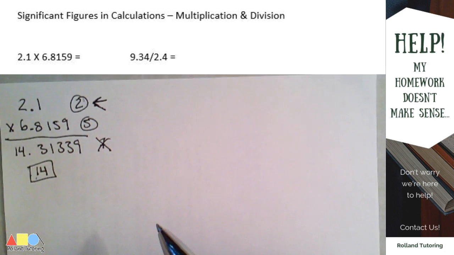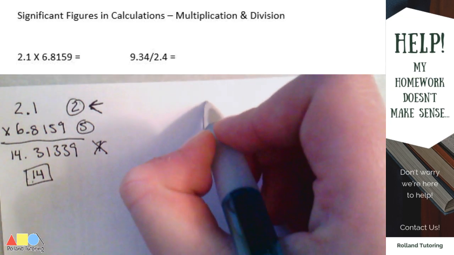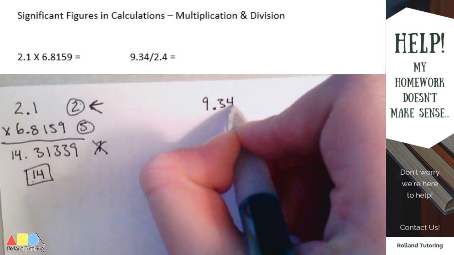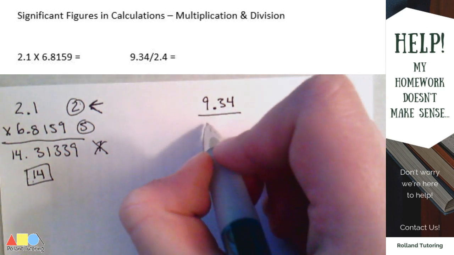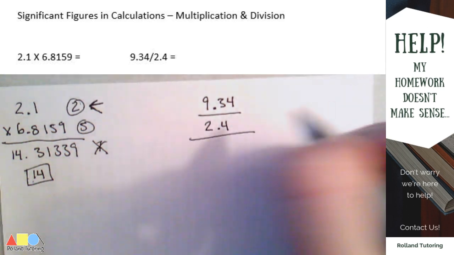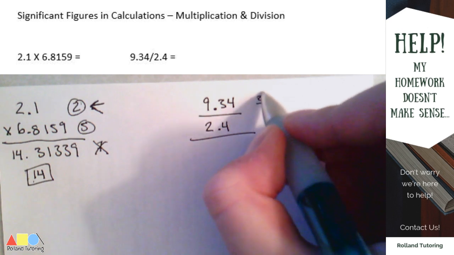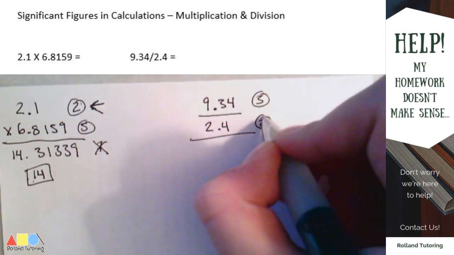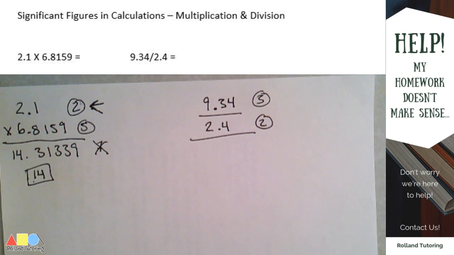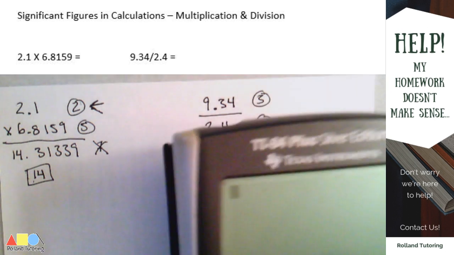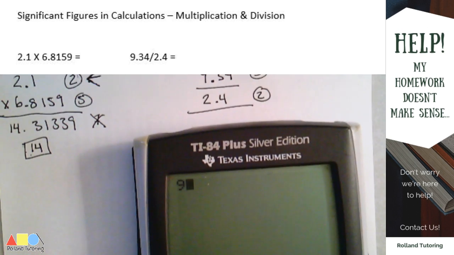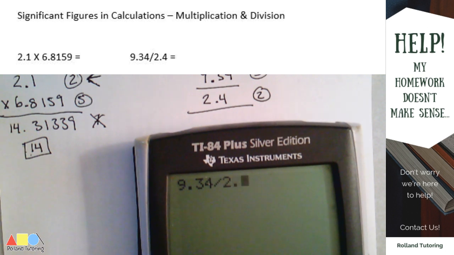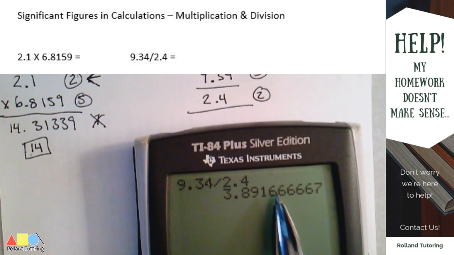We'll go ahead and continue with the division side of it. We have 9.34 divided by 2.4, which, if we look at this, this one has 3 significant figures, this one has 2 again. So we can go ahead and plug this in. If we do 9.34 divided by 2.4, it gives me a repeating number, so we'll stop it after the first 6 here of 3.8917.